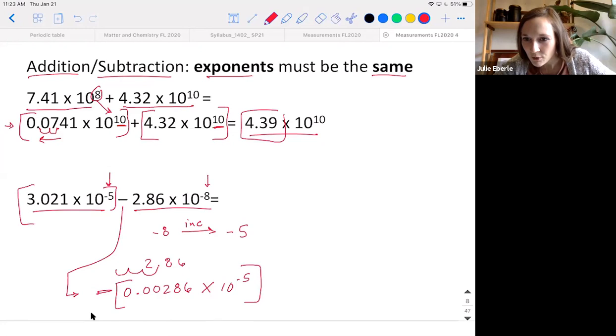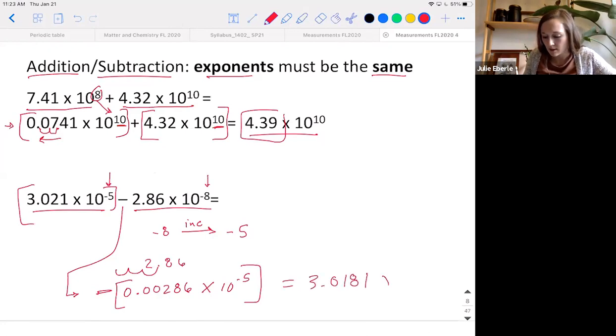Can you show how you were, if you convert the other side? Yes, I can. I'm going to end the poll real quick. Let me show the results. Okay, share results. The most popular answer chosen was number 2, 3.0181 times 10 to the -5. And this is the correct answer, okay? So that's what you should have gotten.